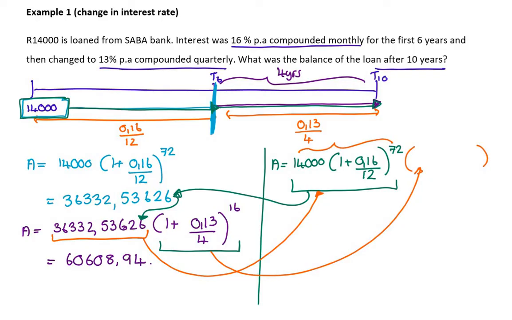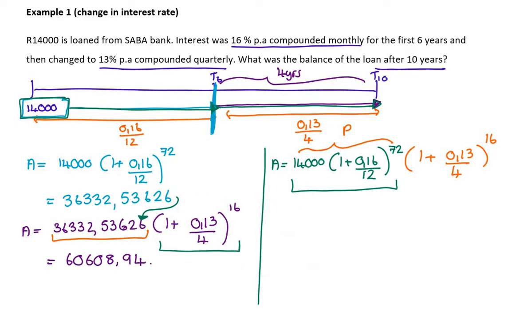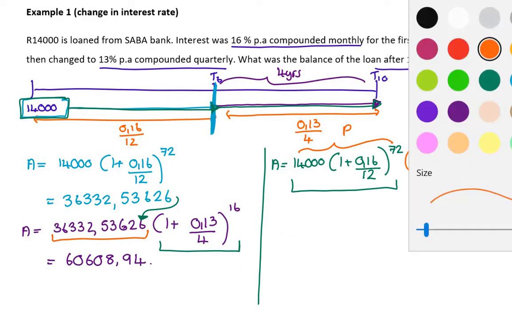So now this p-value of 36,000 blah blah blah needs to be added interest at 13% compounded quarterly for 16 quarters. So it is exactly the same concept. It's just that we don't pause to push equals and actually work out our A value at 6 years, because I'm just going to then use that as a new P value and continue with another bracket. And so you will get exactly the same answer, but you don't actually have to stop and write it down.